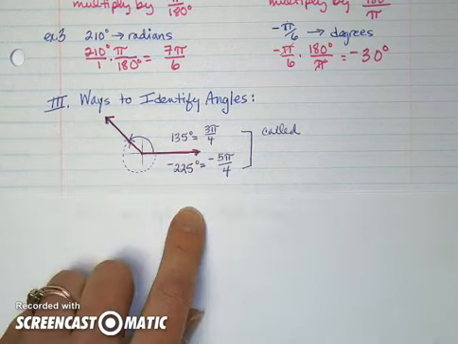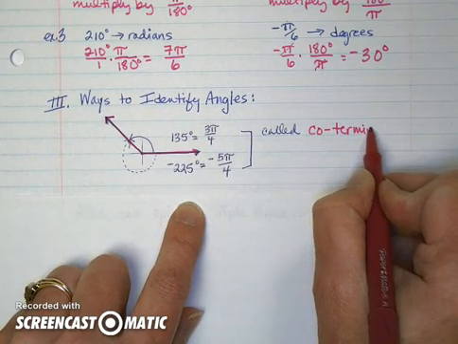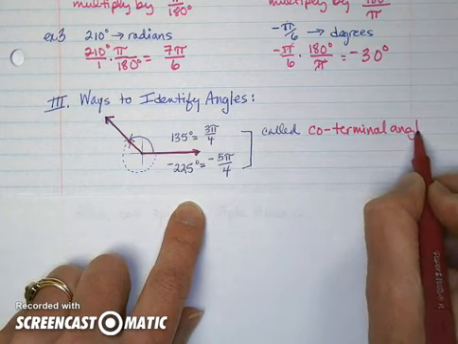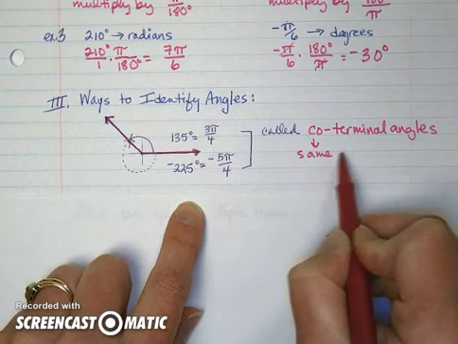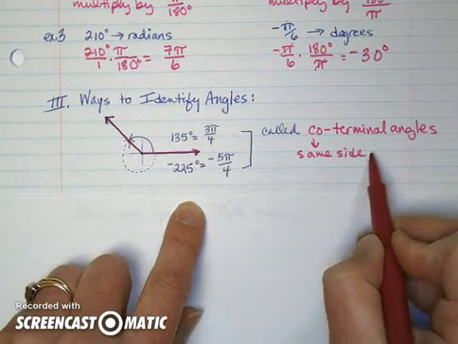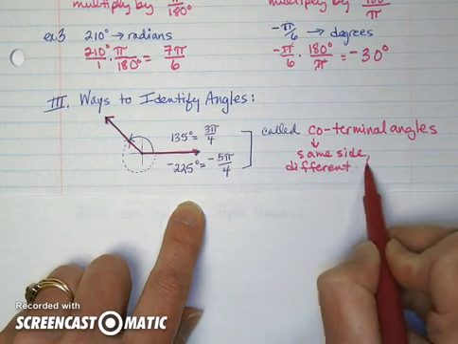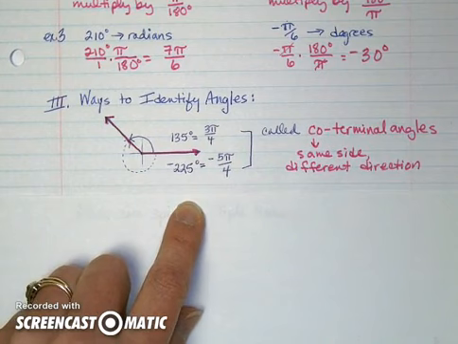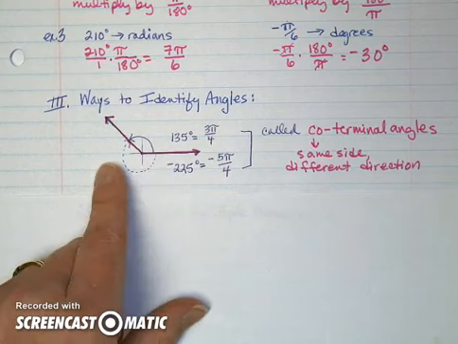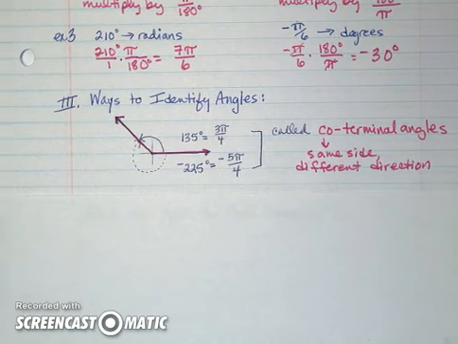These are called coterminal angles. That means that you have the same side, you're just going in the different direction. So sometimes I will give you an angle and I will say, list the coterminal angle. Well, you would subtract it from 360. And then you would have the other coterminal angle, whether it's the positive or the negative.